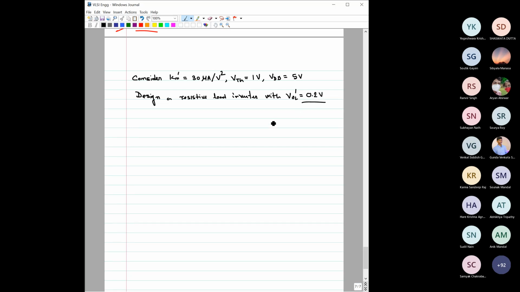Have you understood what I have said? This is one small numerical example. So consider this Kn dash for the transistor that we will be using, VTH is 1 volt, VDD supply voltage 5 volt, resistive load inverter. That means basically this circuit only, right? Now we have to find the value of this resistance so that you can achieve VOL dash nearly equal to 0.2 volt. So can you give me how you are going to approach this? Any clue?